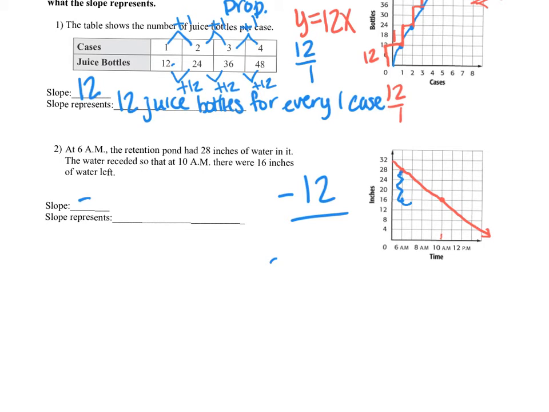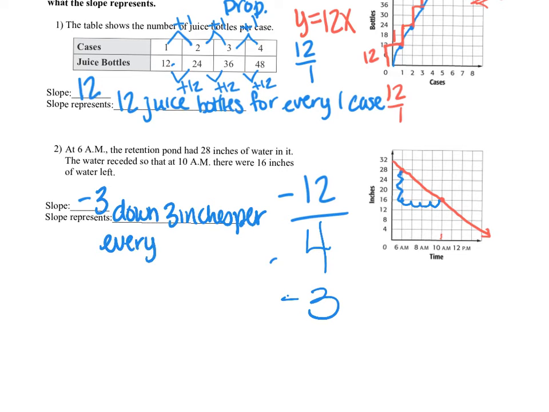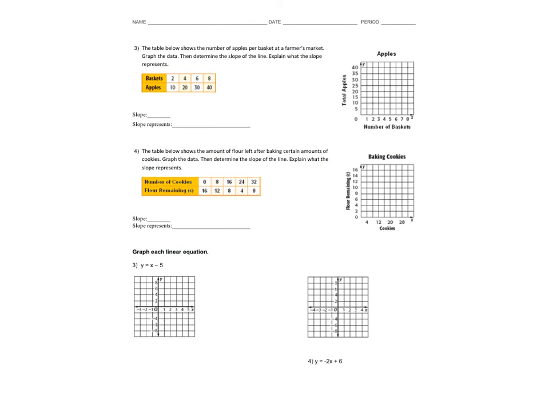You're going 6 to 7, 7 to 8, 8 to 9, 9 to 10. So that is 4 hours. So if I simplify this, negative 12 over 4, I get negative 3. So my slope is negative 3. Okay, and this represents it's going down 3 inches per every hour. Okay, so that works really good. Okay, moving on. Going positive because it's going to the right.